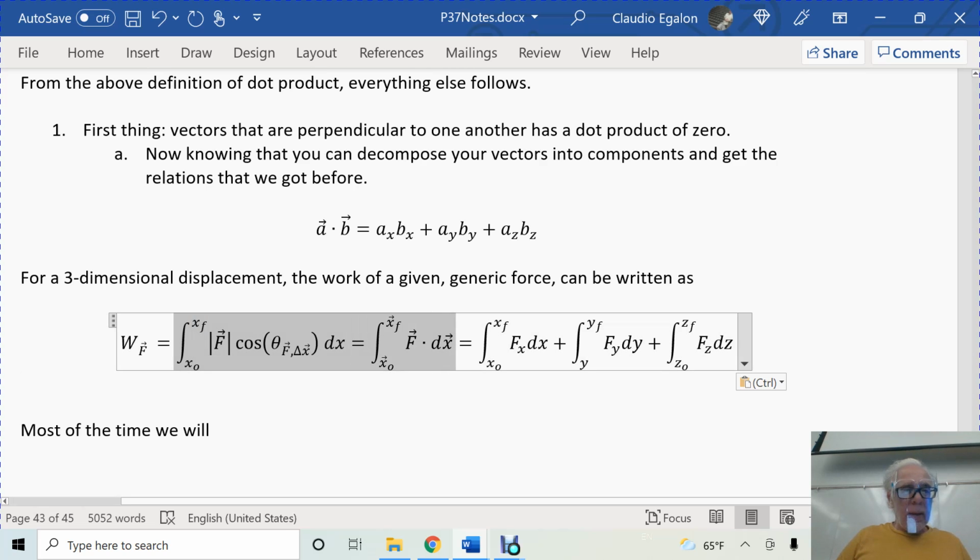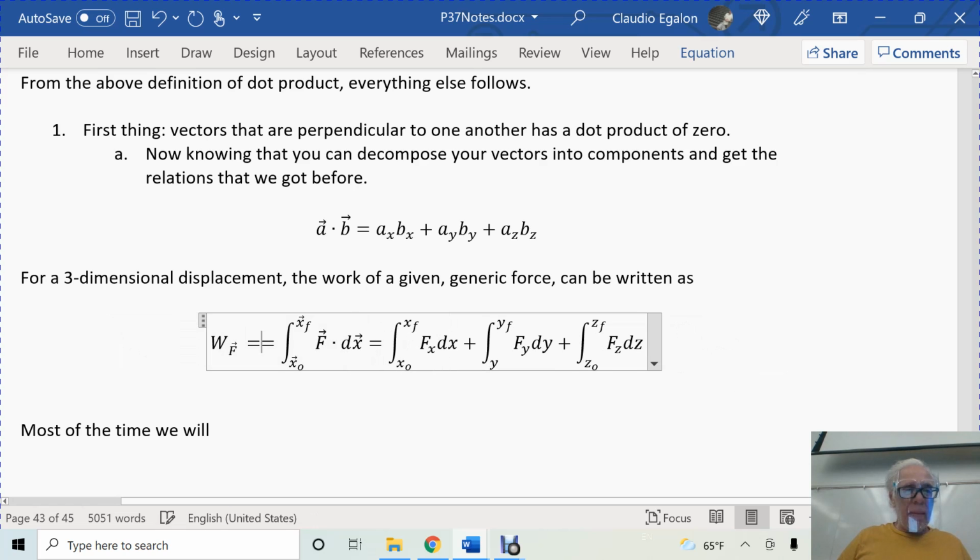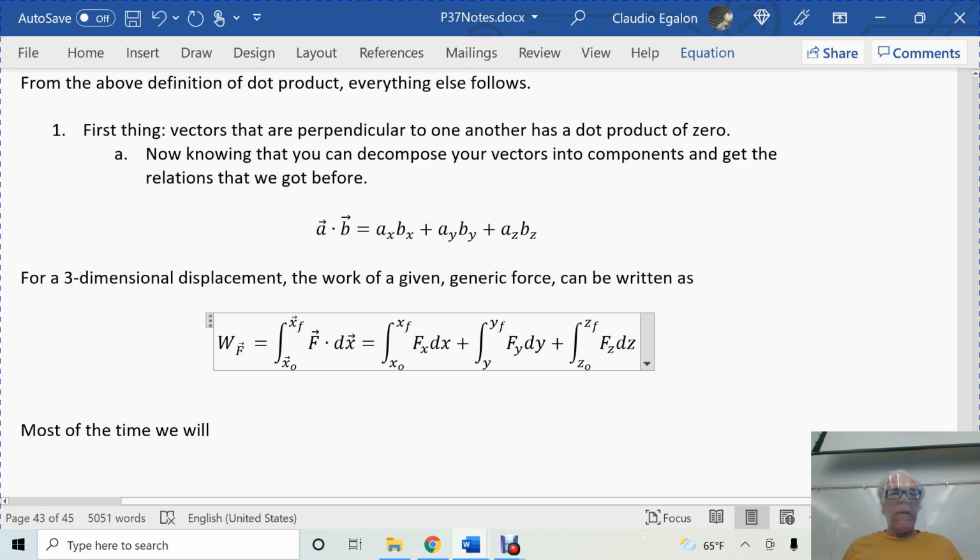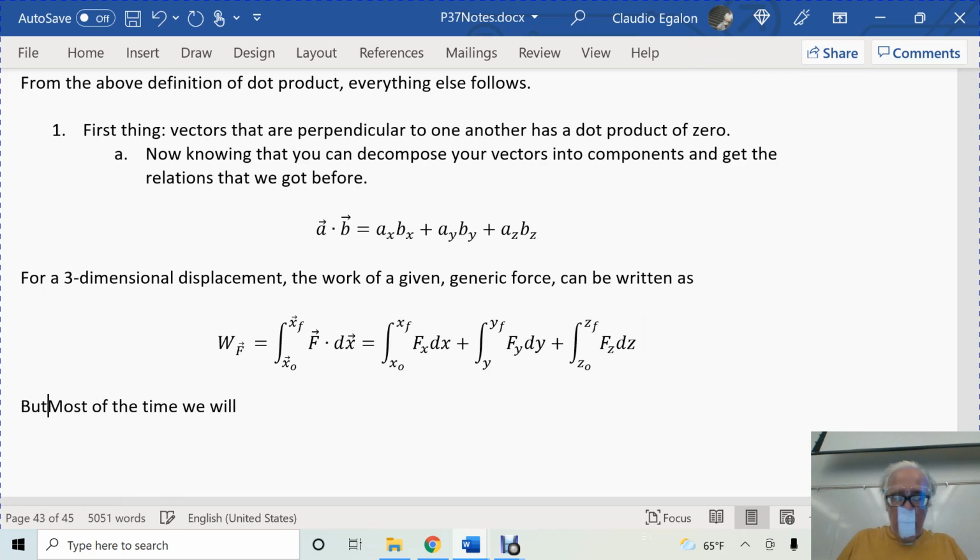I gotta take out this step, okay? That's how we write the general definition of work. And it can be broken down into displacements along the x, y, and z axis. Okay? But most of the time, we will deal only with one-dimensional forces. Okay? One-dimensional forces.